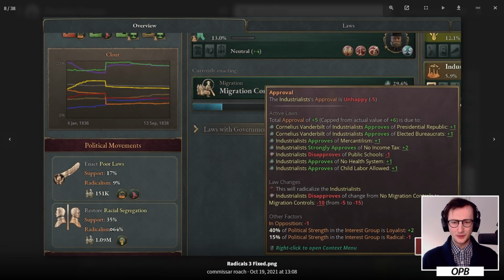Now, next up, and we can see it right here, racial segregation. Restoring it means this law was altered and was gotten rid of. And now they want it back. 1.09 million people support this. Radicalism is high with 64%. Your intellectuals want racial segregation to be restored. This is insane. This is very strong. This is a lot of people, right? A lot of people being against this. That's just how they are here.